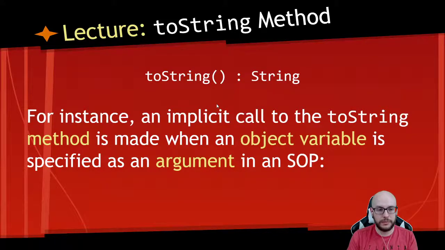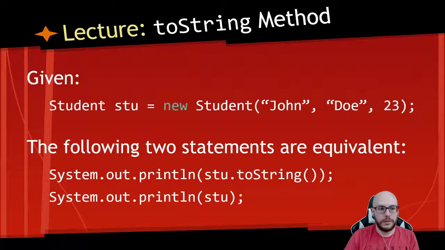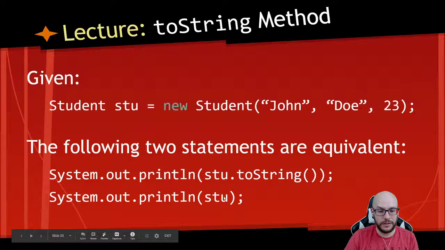That's a lot. Let's look at an example. Here I have Stu. We're creating a new student using a constructor. Then we have these two print statements. That's System.out.println. This is explicitly calling the toString method. We're doing stu.toString. However, this is the incentive that's provided. You could just do System.out.println on the object, and Java is going to implicitly call the toString method for you.